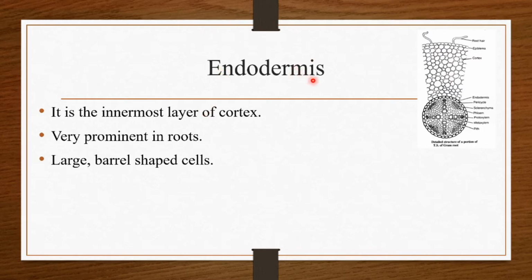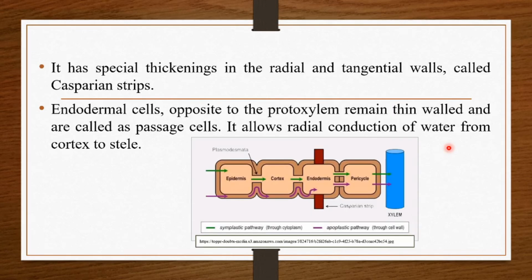Next important part is the endodermis. It is the innermost layer of the cortex. It is called endodermis or endoblema. This region is made up of compactly arranged barrel-shaped cells, and they are very prominent in roots compared to stem. The endodermal cells are characterized by certain thickening or Casparian bands in the radial and outer tangential walls, and they are formed by the deposition of suberin and lignin.